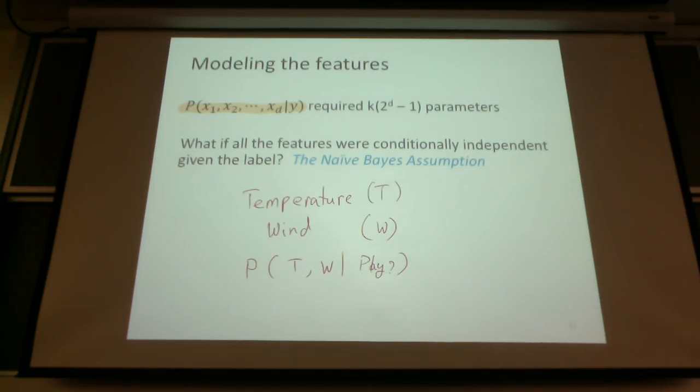But the naive Bayes assumption says, yeah, sure, maybe the temperature and wind random variables interact with each other in real life, but I'm going to pretend that knowing whether I'm playing tennis or not is going to completely make these things independent, and I'm going to pretend that this is equal to P of T given play times P of W given play. So I'm going to pretend that all these features are conditionally independent of each other given the label. And then let's see where it goes.